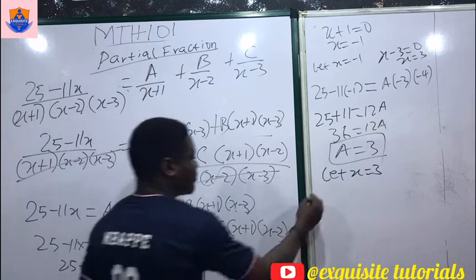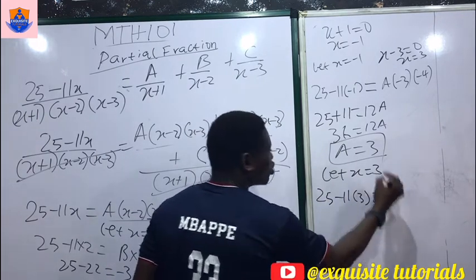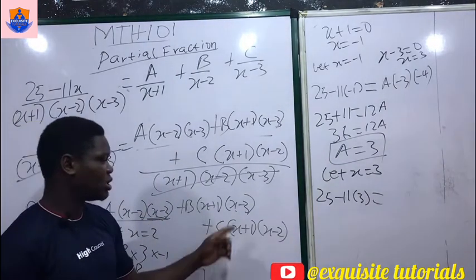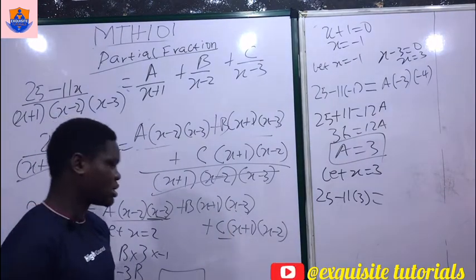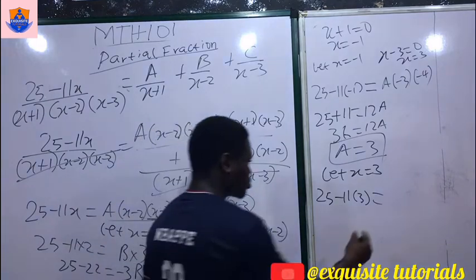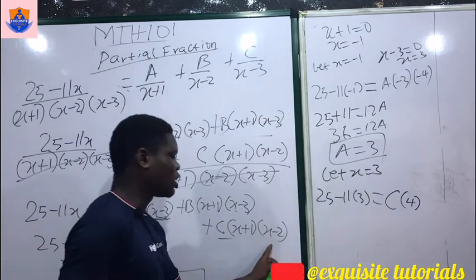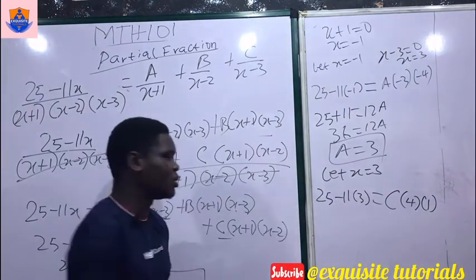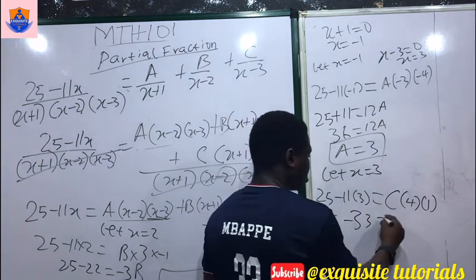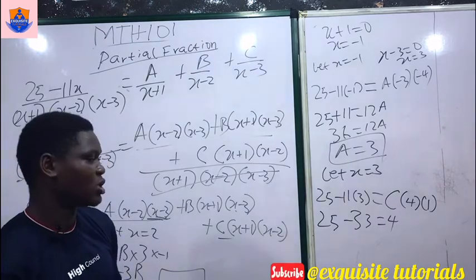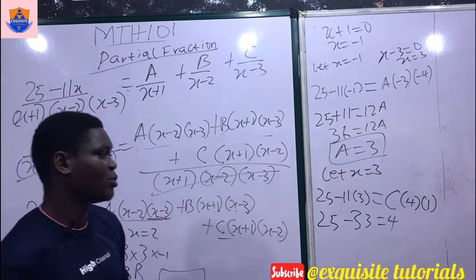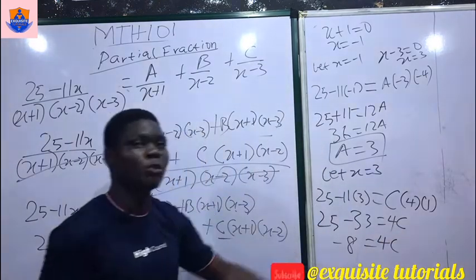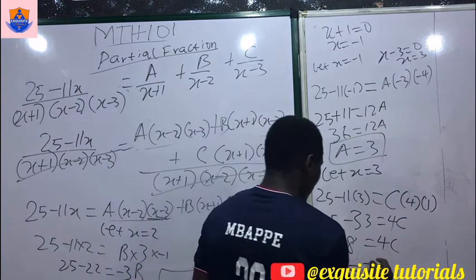So we have 25 minus 11 times 3 equals. If x is 3, 3 minus 3 is 0, this part is 0. Let's impute x as 3 here. 3 plus 1, that's 4. So we have c bracket 4. Then 3 minus 2, that is 1. So we have 1. 25 minus 33 is equal to 4. Now what is 25 minus 33? That should be minus 8. This is 8c. That should be minus 8 equals 4c. Now when I divide both sides by 4, I'll get c as minus 2.